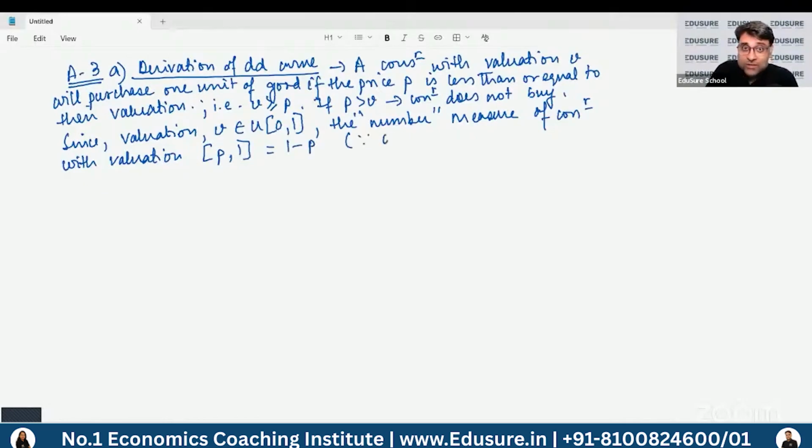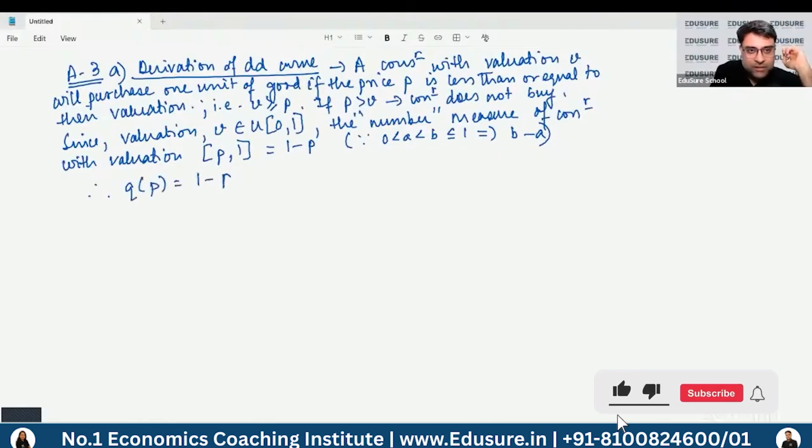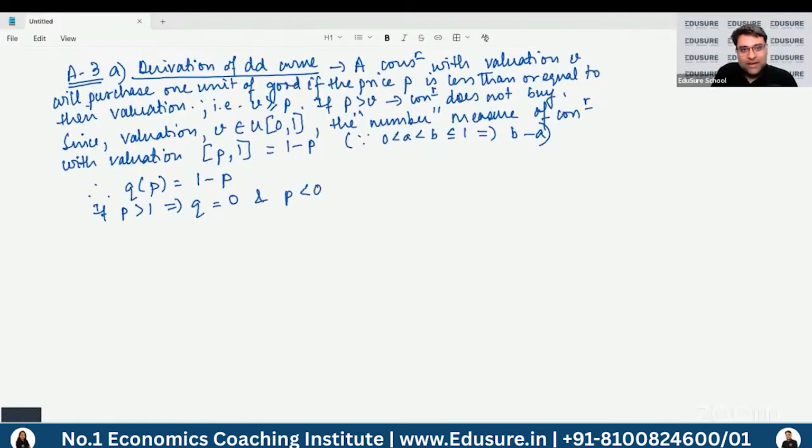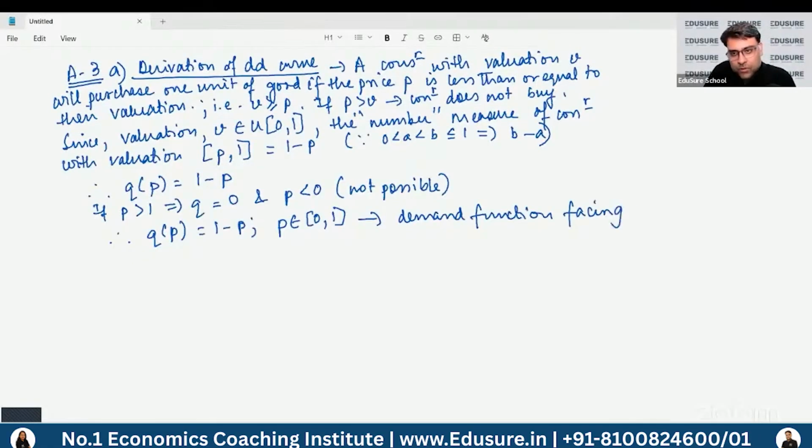In the question it was given that for 0 less than A less than B less than 1, the mass was B minus A. So with valuation between P and 1, it will be 1 minus P. Therefore, the demand function is nothing but 1 minus P, right? If P is greater than 1, quantity demanded is equal to 0, and negative P is not possible. Negative price is not possible. Thus, for P belonging to 0 to 1, 1 minus P is the demand function facing the monopolist.